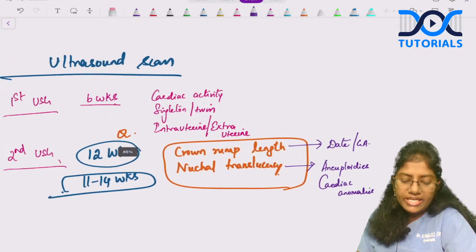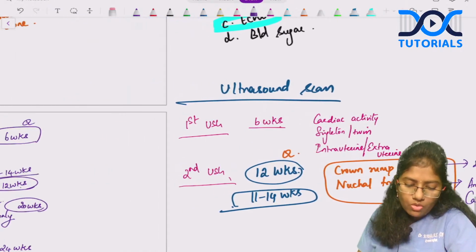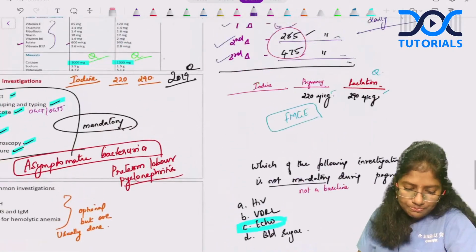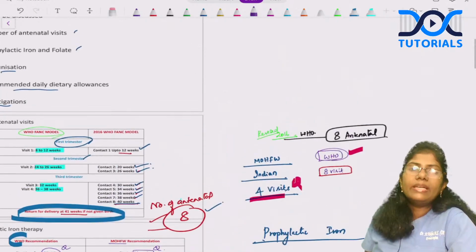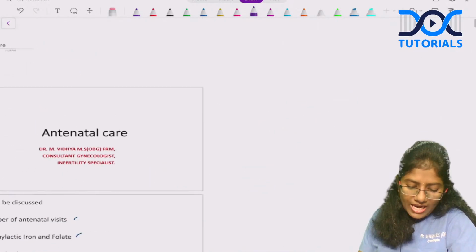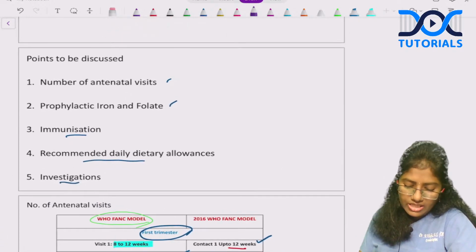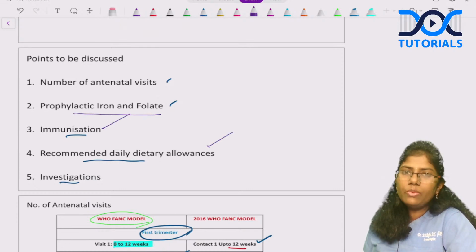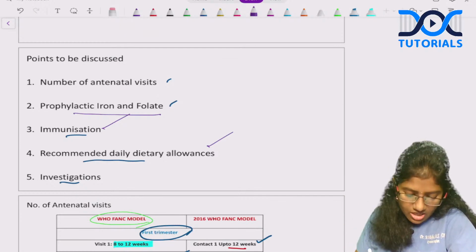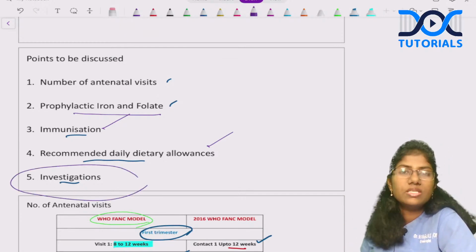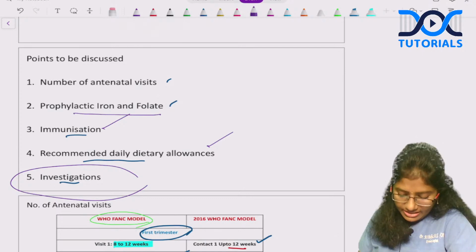So we've studied a little about the different types of epithelium. We've also studied the WHO recommendation on the number of visits. We've also discussed prophylactic iron and folic acid, different vaccines that can be given during pregnancy, the daily dietary allowances and the calorie requirement during pregnancy. And last but not the least, we've also discussed the investigations. So I think you now have an overall idea on antenatal care.